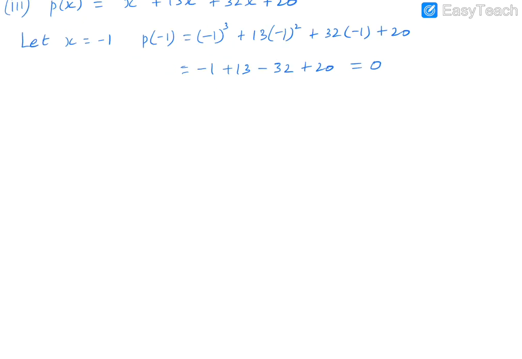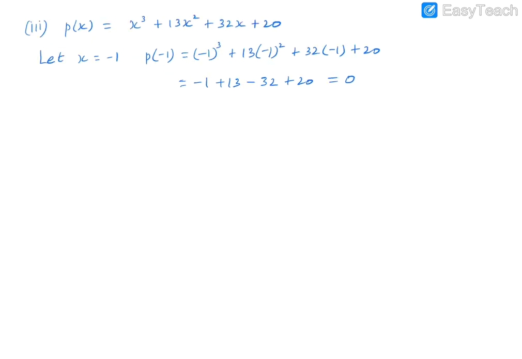So x equal to minus 1 is indeed a zero of this polynomial. So we have x equal to minus 1 is a 0 of this polynomial. So therefore we can say that x minus of minus 1, which is equal to x plus 1, is a factor of the given p of x. Okay, so once we have one factor, we can find the other factor by synthetic division.